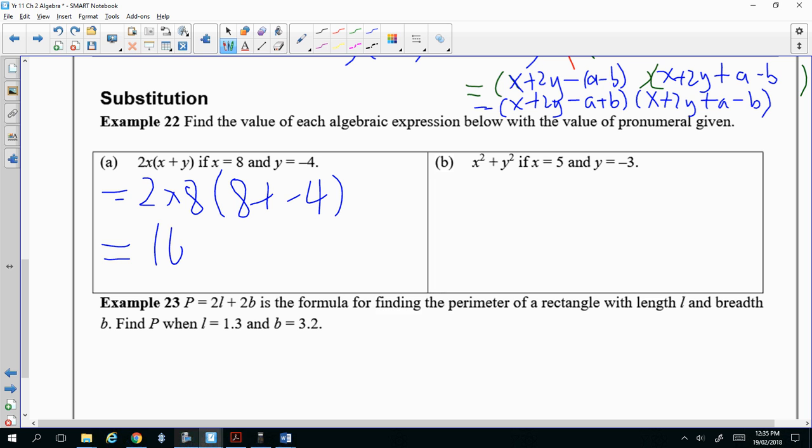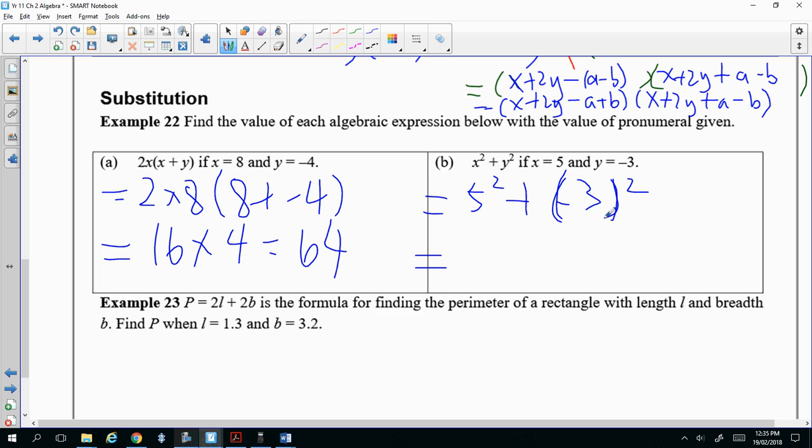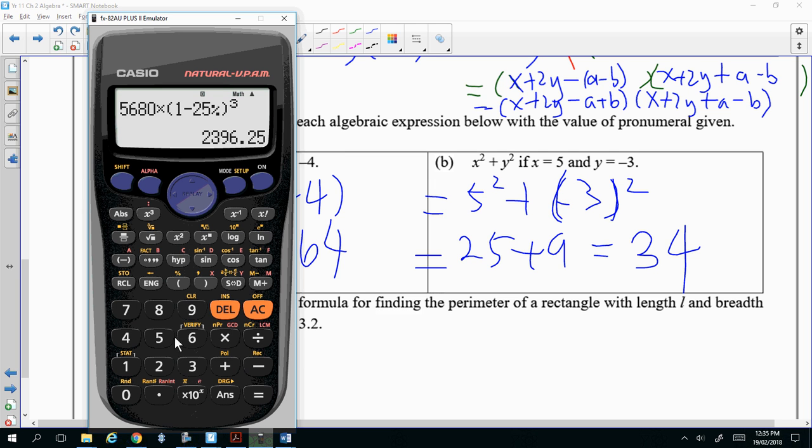Next one, x squared plus y squared. You go 5 squared plus negative 3 squared, right? Make sure you put a bracket around squares. So you get 25 plus positive 9, so what would that be? 34, right? But be careful, if you don't put brackets, this is what will happen. You go 5 squared, and then plus negative 3 squared, which gives you a different answer because it ends up subtracting. You need to put a bracket. Then it will give you the right answer of 34, okay?